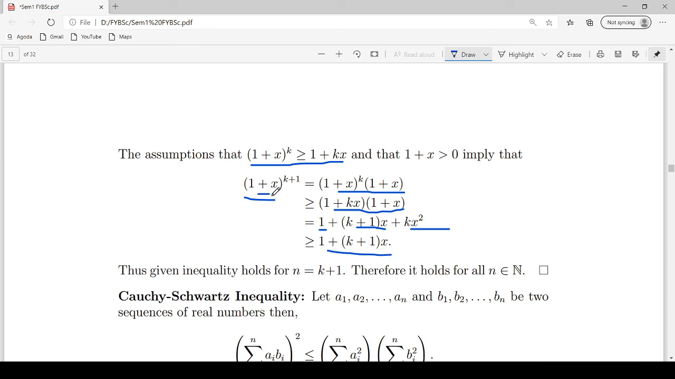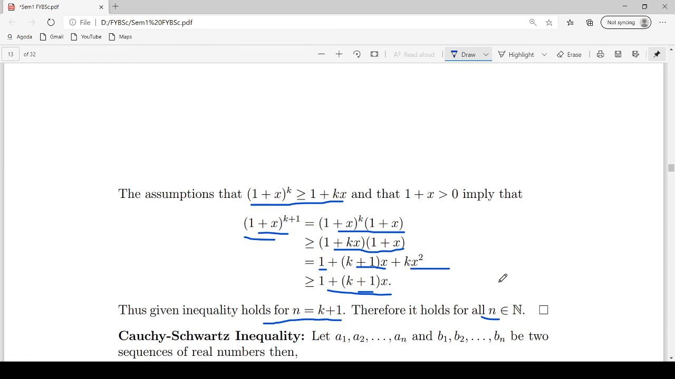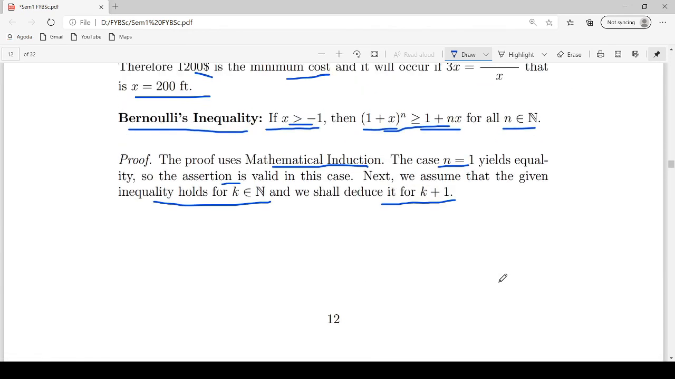You have proved 1 plus x raised to k plus 1 is greater than or equal to 1 plus k plus 1 times x. That means you have proved that the inequality holds for n equal to k plus 1. That means from the principle of mathematical induction, you can conclude that the inequality holds for all natural numbers n. That means for every natural number n, you have 1 plus x raised to n is greater than or equal to 1 plus nx if x is greater than -1.